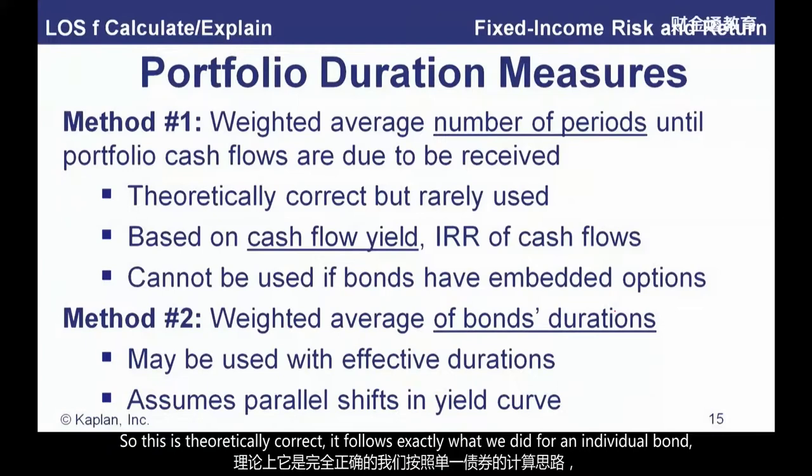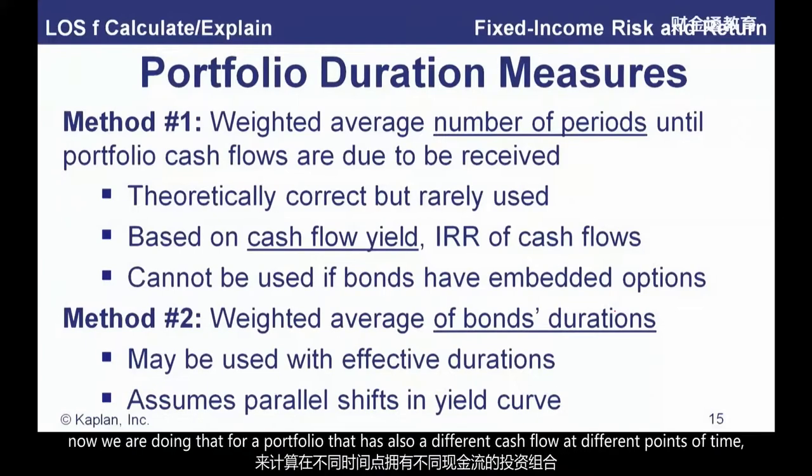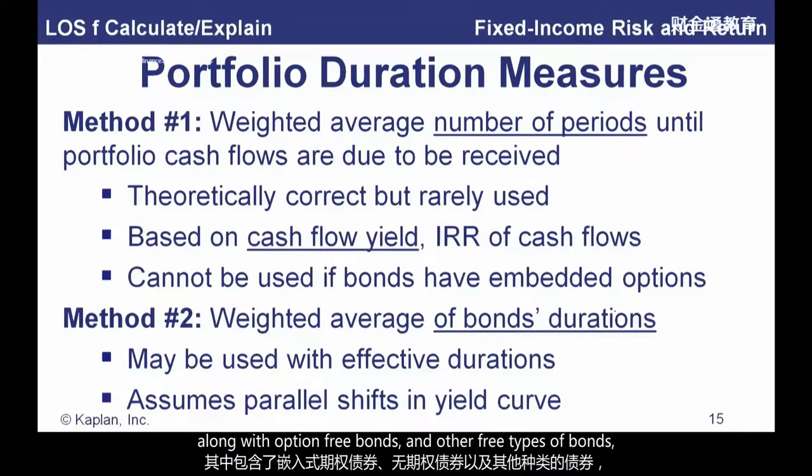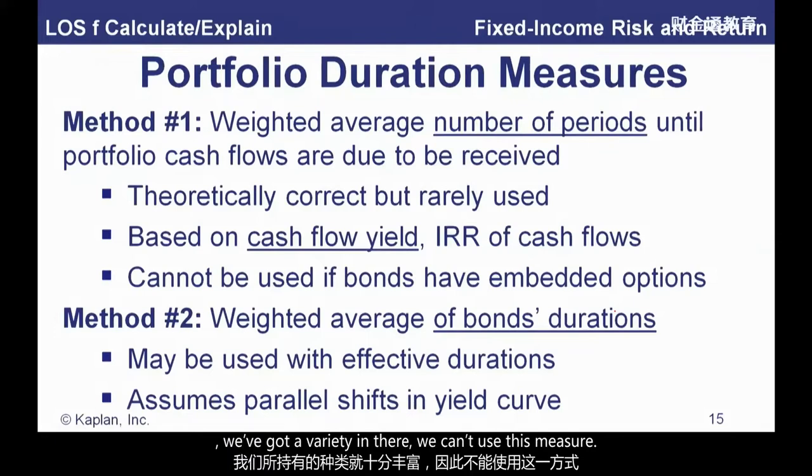It follows exactly what we did for an individual bond, and now we're doing it for a portfolio that has all sorts of different cash flows at different points in time. But it can't be used if bonds have embedded options. So if we have a portfolio that's got some bonds with embedded options, along with option-free bonds and other types of bonds, we've got a variety in there, we can't use this measure.